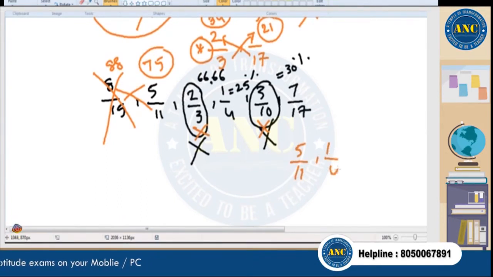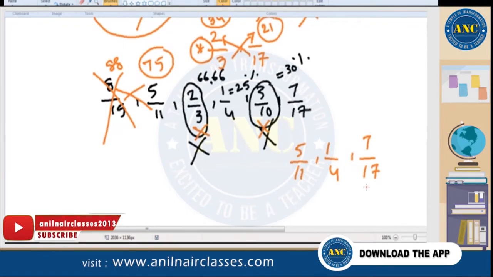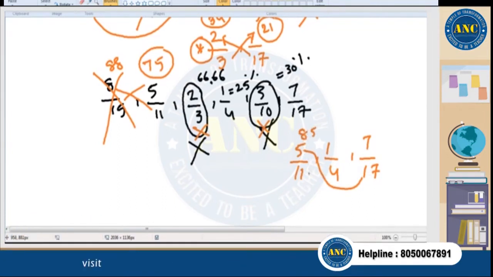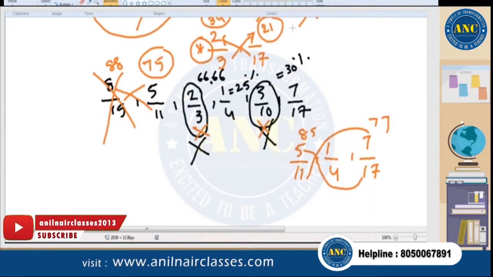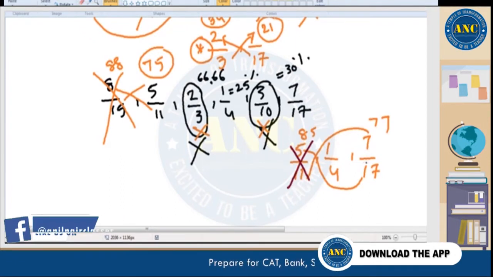and what is that, sir? 1/4 and 7 by 17, sir. I'm just checking these two, sir. 17 5s are 85. 11 7s are 77. I need the least one. This is the greatest one, so forget about this.